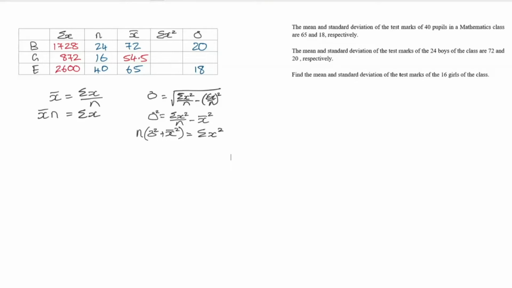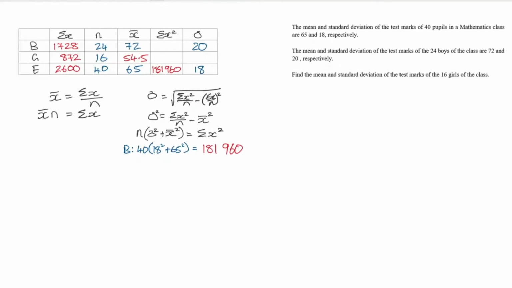If we substitute into this, we can find the sum of x squared for the boys, and we can find the sum of x squared for everybody. Let's start with everybody. So we know the n value is going to be 40. We're going to multiply that by sigma squared, 18 squared, plus x bar squared, 65 squared, and just type that into the calculator. That gives us a sum of x squared, 181,960.